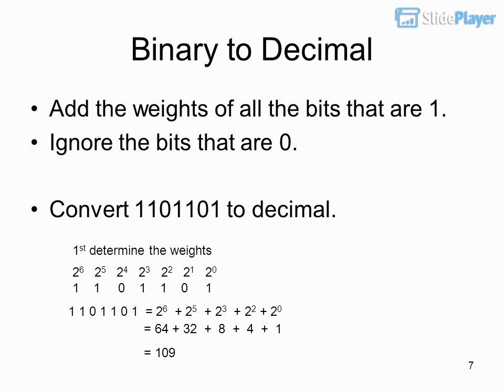Convert 1101101 to decimal. First determine the weights: 2^6, 2^5, 2^4, 2^3, 2^2, 2^1, 2^0. 1101101 equals 2^6 plus 2^5 plus 2^3 plus 2^2 plus 2^0, which equals 64 plus 32 plus 8 plus 4 plus 1, equals 109.